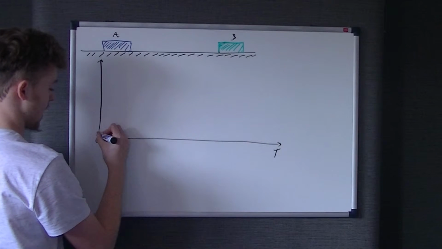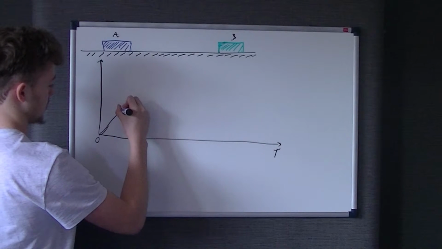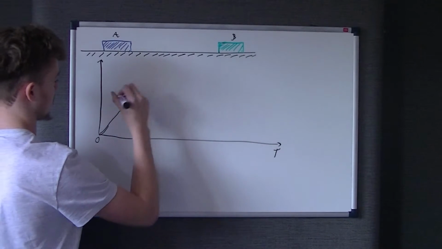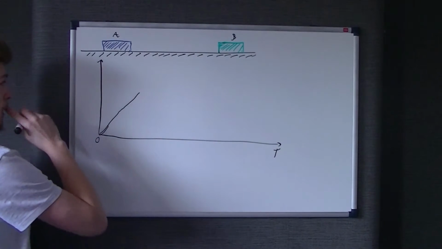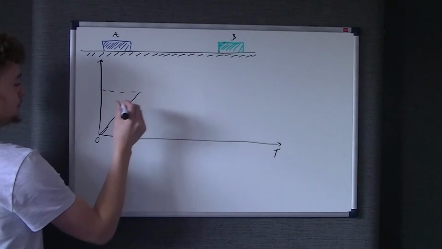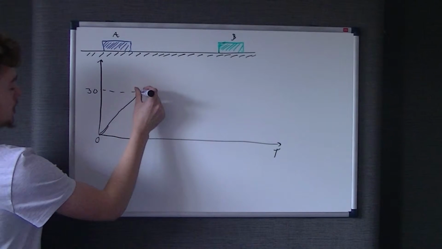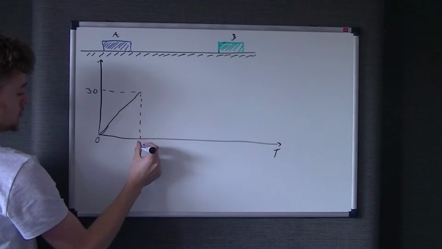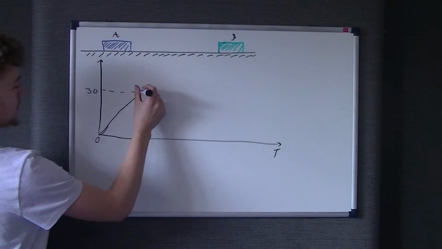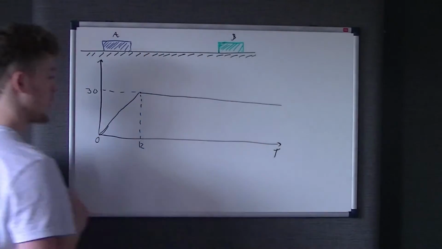So what we're going to do is A starts at 0, starts moving at 0, and the gradient is an acceleration, so it's a constant line, constant proportionality. Then when it gets up to 30 meters per second, at 12 seconds, you draw down to 12 seconds. Then it remains at this constant velocity right up towards t. So that's your A.